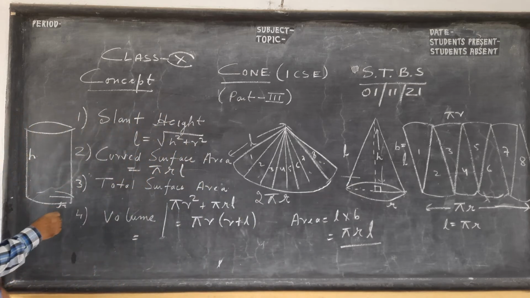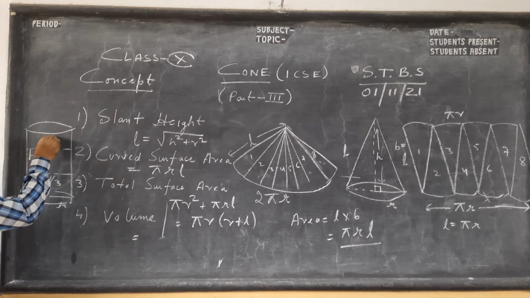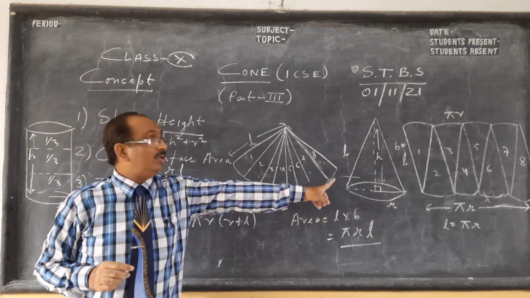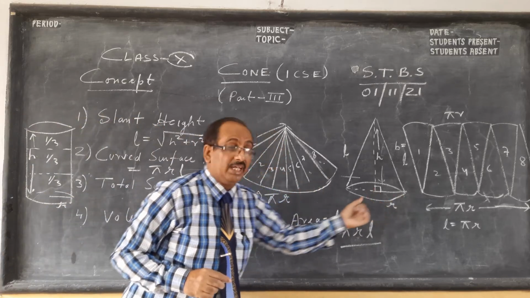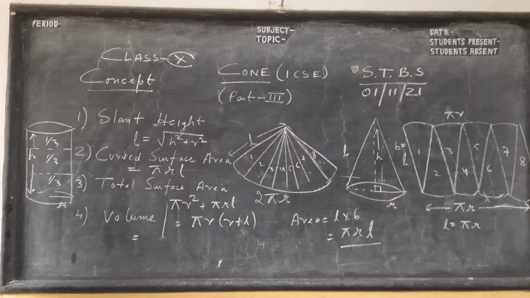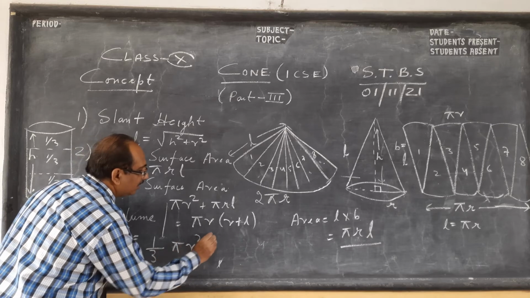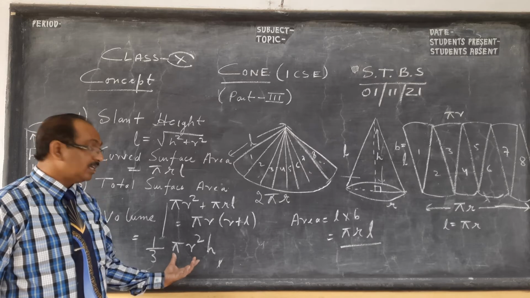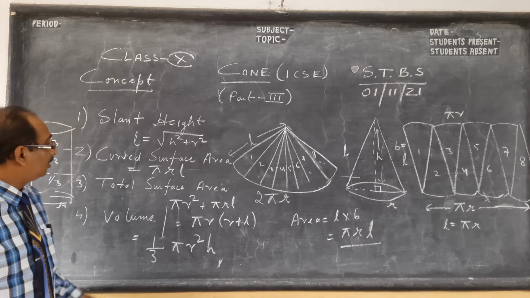Now when you fill that sand or water, the first time you fill it will become 1/3. Second time you fill it will be 1/3 again. Means you need 3 cones of the same base and same height, the same radius of the base, to fill it over here. That means the volume of a cone is 1/3 of the volume of a cylinder. So in my earlier video, part 1, I have told you the volume of a cylinder is pi r square h. So this will be 1/3 pi r square h.